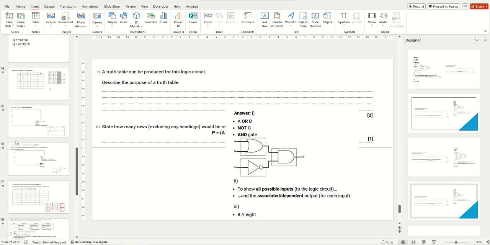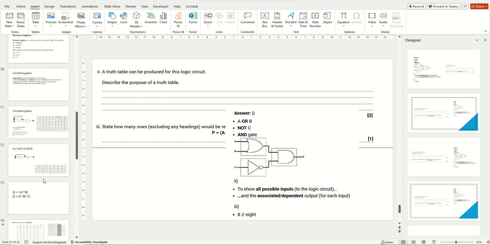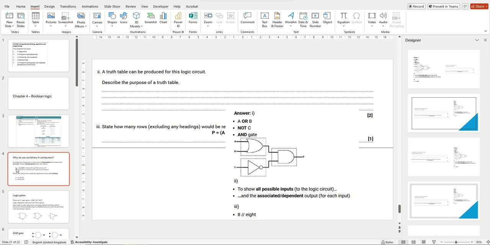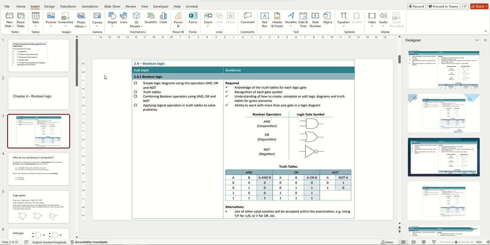Those are the questions that have come up for the last 3 years. So hopefully you'll be able to grab yourself some marks from this topic.